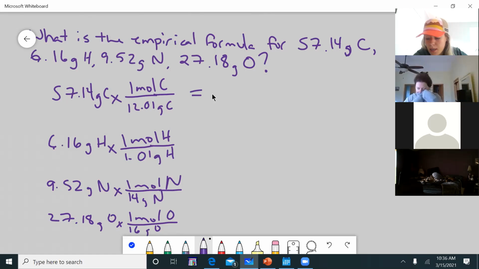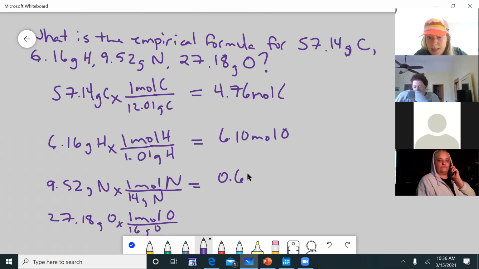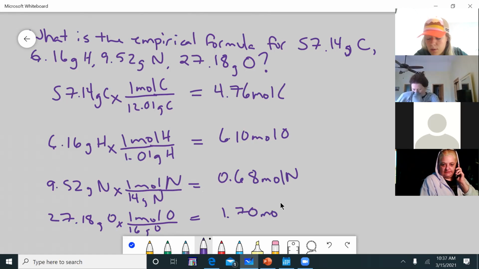So solving for all these, I get 4.76 moles of carbon, 6.10 moles of oxygen, 0.68 moles of nitrogen, and 1.70 moles. Wait, why am I saying oxygen up here? It's hydrogen.